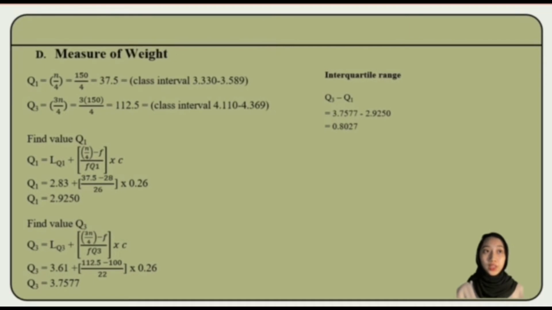The measures of weight. The class interval for the first quartile is 3.330 to 3.589, and the class interval for the third quartile is 4.110 to 4.369.